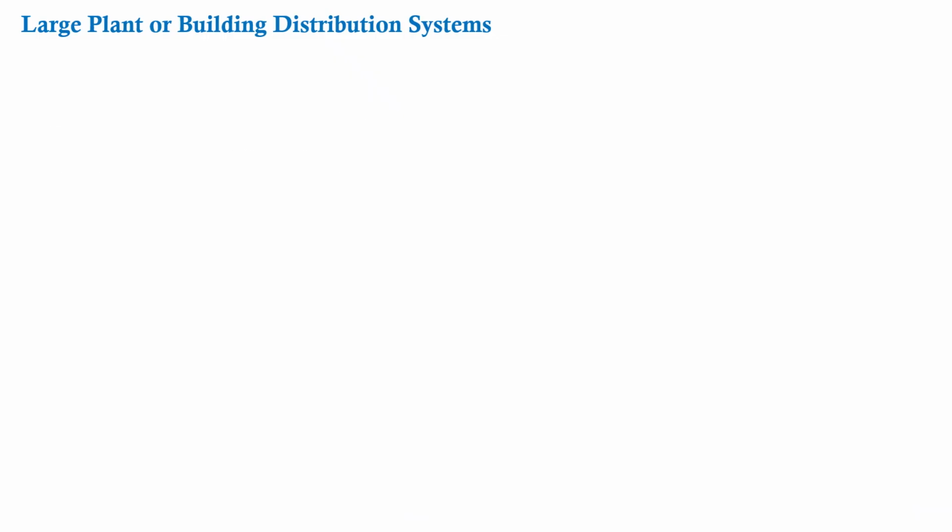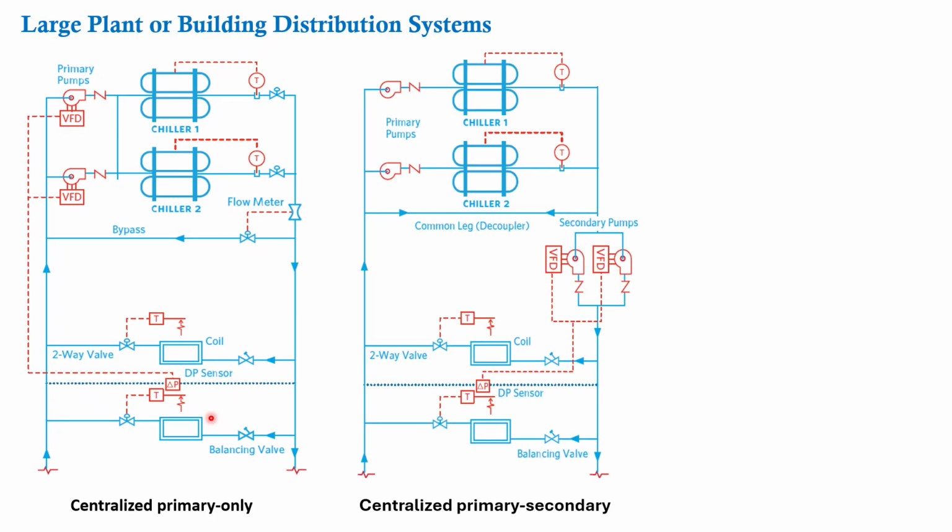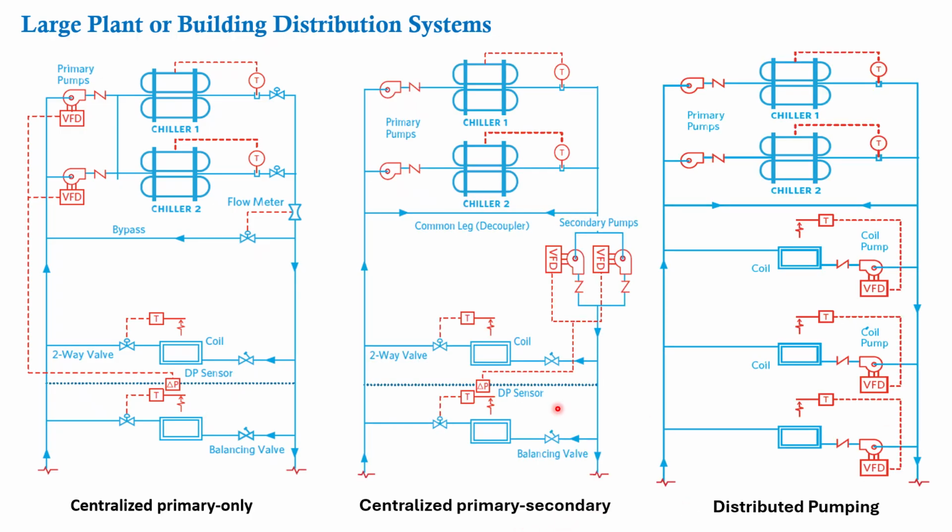So taking any decision on it, whether it has to be primary, secondary, or distributed pumping system, the project and application need to be evaluated properly. In this particular thing, this is a centralized primary system only, and this is the typical layout which we discuss for primary, secondary system and distributed pumping system.